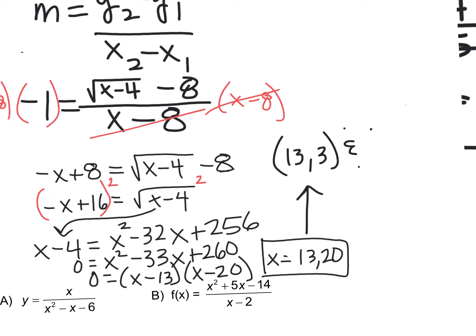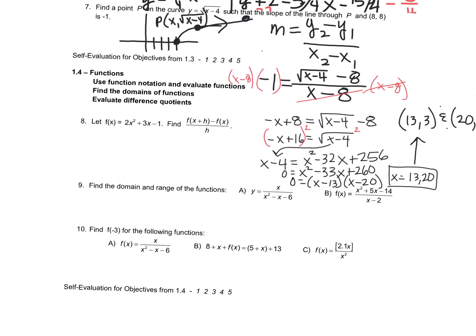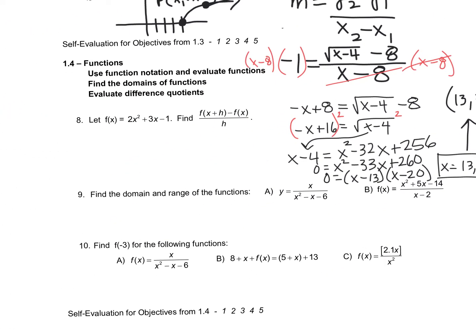And the other one would be 20. And if I plug 20 in for here, look at this, nice and neat. 20 minus 4 is 16. Root 16 equals 4. So those are the points P that would have us on that curve that has a slope of -1.